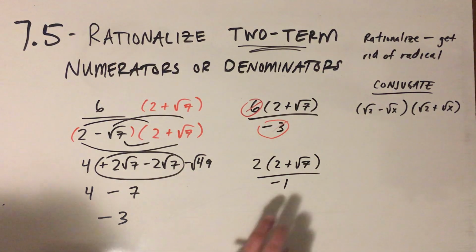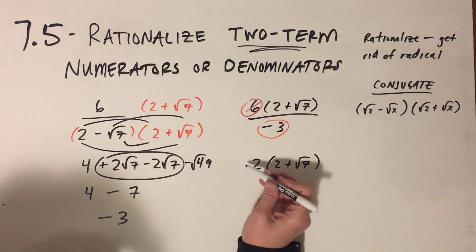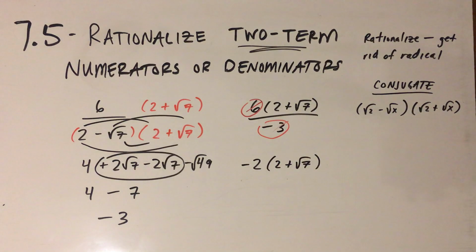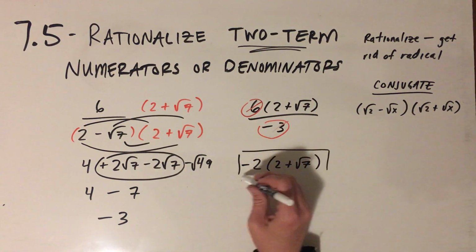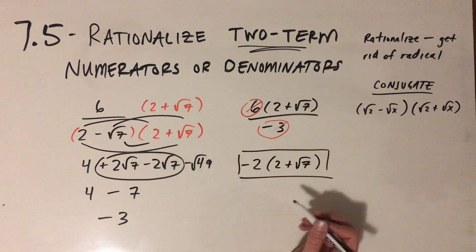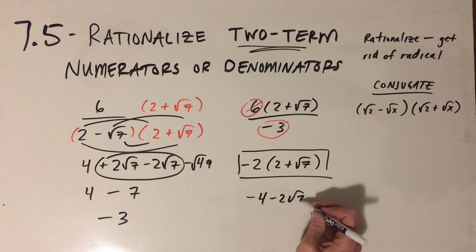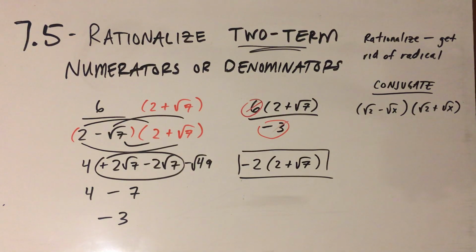Well, I can just take this negative here. When I divide something by negative 1, I'm just going to float that negative up to the top here. And I would get negative 2 times 2 plus the square root of 7. You can leave it in this format. You do not have to FOIL it out or distribute it. So you get negative 4 minus 2 square roots of 7. You don't have to do that. You can just leave it in its factored form there. So I suggest leaving it that way.